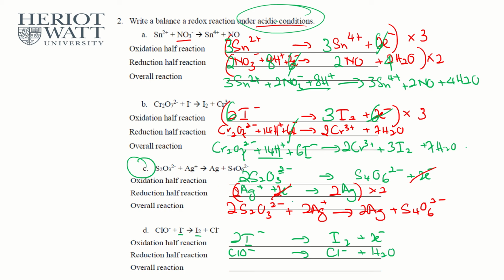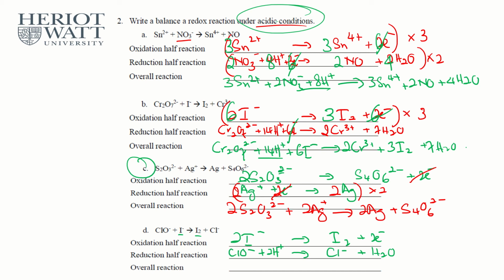And then what next? Need to balance the hydrogen, right? So I have 2 hydrogen, so I put 2 H plus here. There you go. You have acidic condition, so you have sources of H plus. You can put it in to balance it. So we balance everything in terms of atoms.